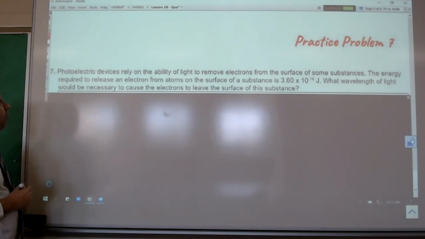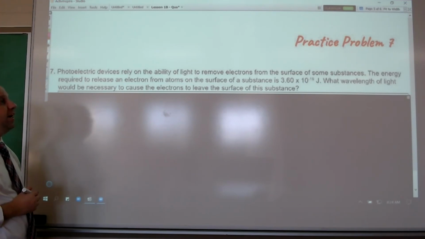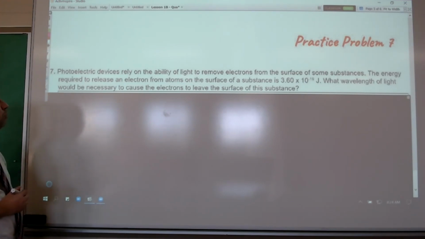Finally, let's take a look at practice problem number 7. It says, photoelectric devices rely on the ability of light to remove electrons from the surface of some substances. The energy required to release an electron from atoms on the surface of a substance is 3.60 times 10 to the negative 19th joules. What wavelength would be necessary to cause the electrons to leave the surface of this substance?